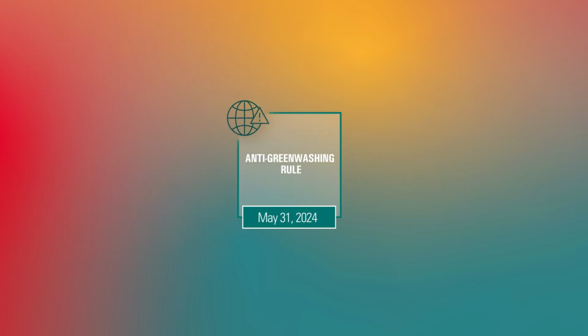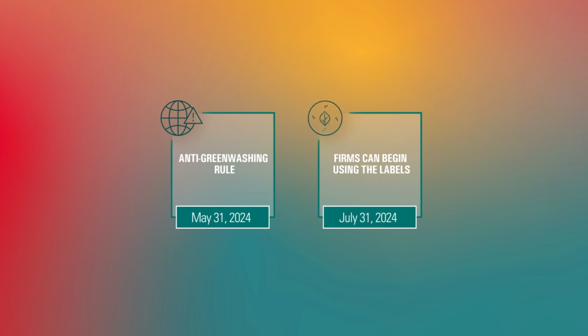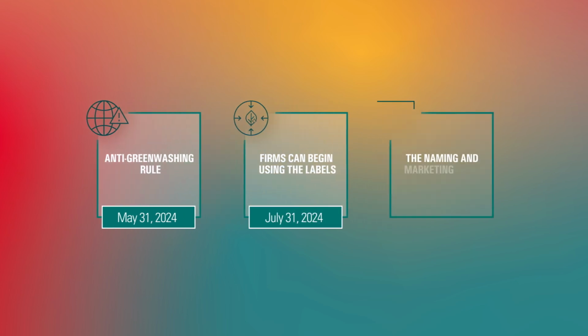The anti-greenwashing rule comes into effect May 31, 2024. Firms can begin using the label starting July 31, 2024. The naming and marketing rules will come into force December 2, 2024.